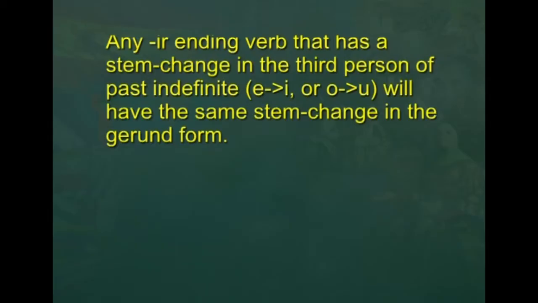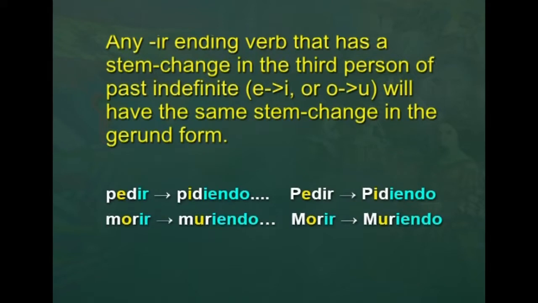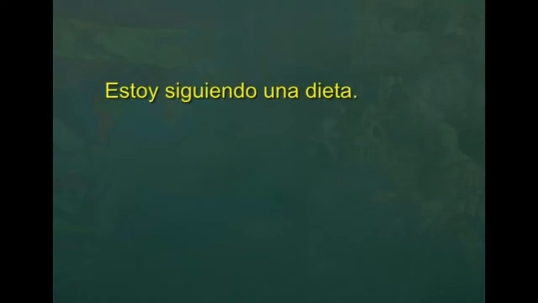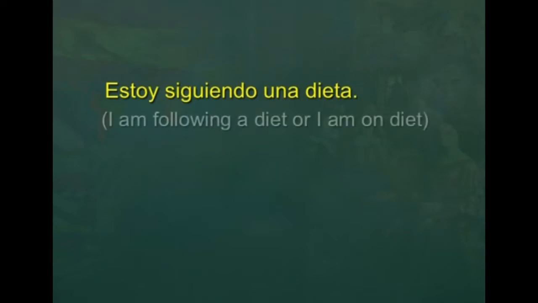There are also some verbs which need a stem change before adding the gerund ending. Any IR ending verb that has a stem change in the third person of past indefinite, E becomes I or O becomes U, will have the stem change in the gerund form. Like pedir becomes pidiendo, and morir becomes muriendo. Por ejemplo, estoy siguiendo una dieta. Seguir is to follow. Dieta is diet. I am following a diet or I am on a diet.